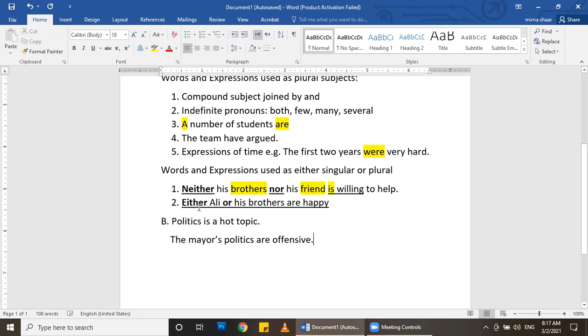The same rule applies to either, or, and nor. So either Ali or his brothers. His brothers is the second subject. Brothers is the one nearer to the verb, and it's plural, so I have to use "are" and not "is" or any singular verb. Any question, guys? This was a quick revision of the previous point we covered related to our lesson, subject-verb agreement.